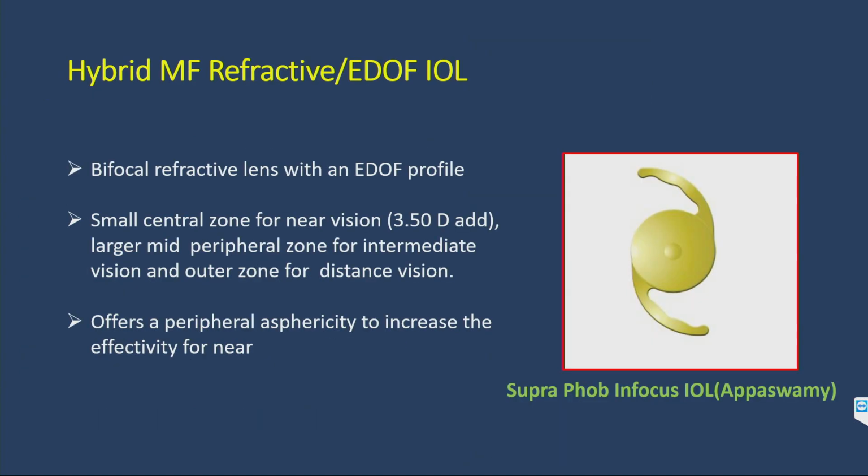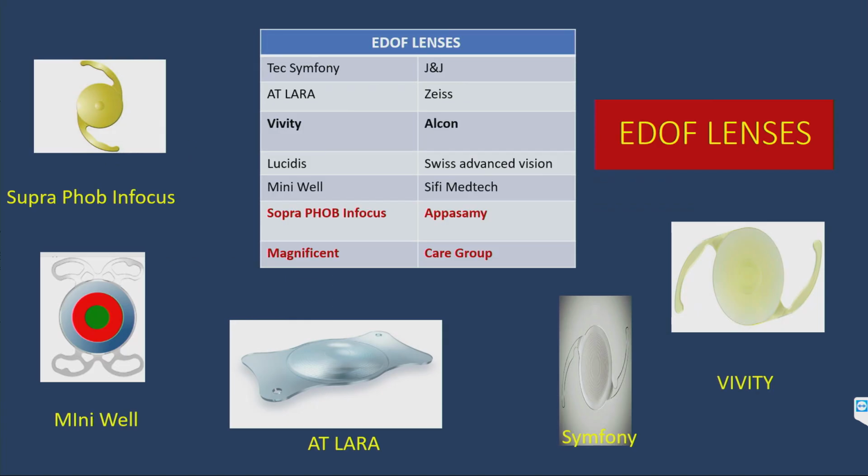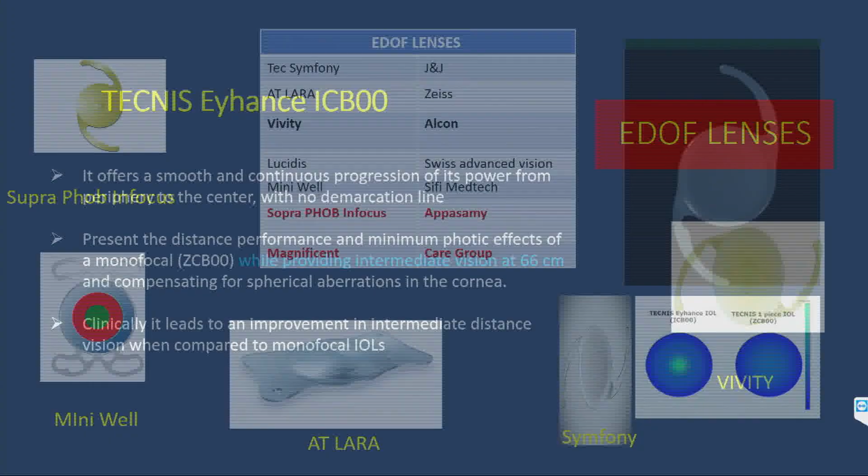Now another lens was Supraphobe in focus by Appasamy. It was basically a bifocal refractive lens with an EDOF profile. Now coming to another one, that is VVT. It is a smooth surface transition element which stretches and shifts the wavefront to create an EDOF effect. Now these were the commonly available EDOF lenses, and we have the lenses from Indian companies like Supraphobe in focus and Magnificent by the Care Group.